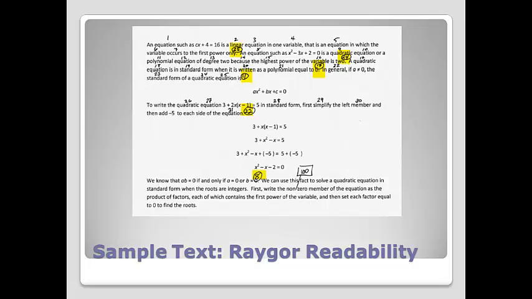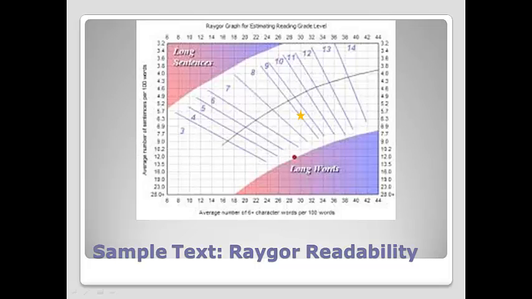And let's see, we have 1, 2, 3, 4, 5, 6 sentences in this 100-word passage. And then finally I went through and counted each word that had 6 letters or longer, and we ended up having 31 words that had 6 letters or longer. So when I graphed out the information on the Raygor readability graph, you can see by the yellow star on my graph that this text, according to Raygor readability, is somewhere in the 9th grade reading band.